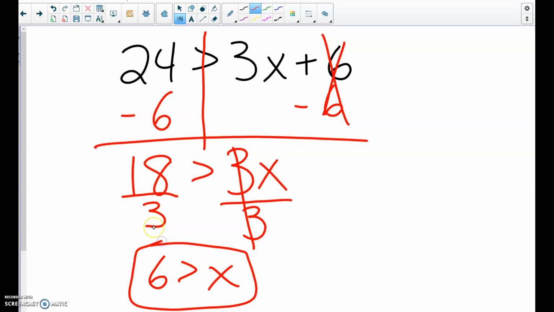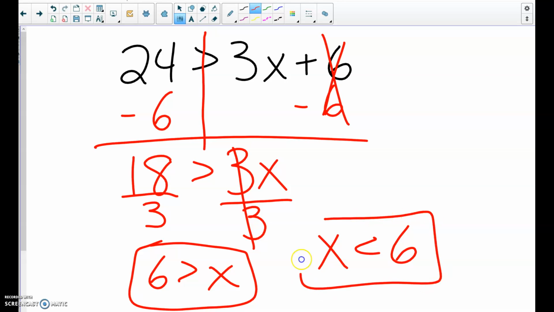And then remember, if we want to rewrite it the other way where the x is first, some of you like it better that way, I can do that. x is less than 6. The reason I say you're kind of flipping your sign is that the little end is still pointing towards the x, and the big end is still pointing towards the 6. So it looks like a different problem, but both of these answers are exactly the same. You could say 6 is greater than x, or you could say x is less than 6, and they both mean the same thing.